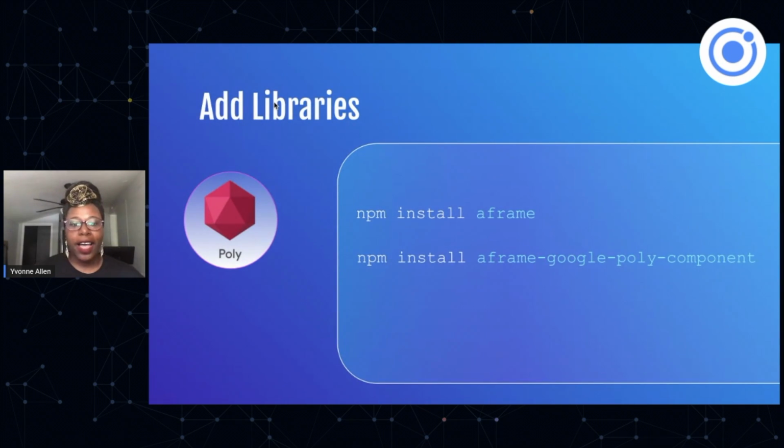So how do we add Google Poly and A-Frame? Do npm install aframe and aframe-google-poly-component, and that will get both A-Frame and the Google Poly web component library into your application so that we can get up and running pretty fast.